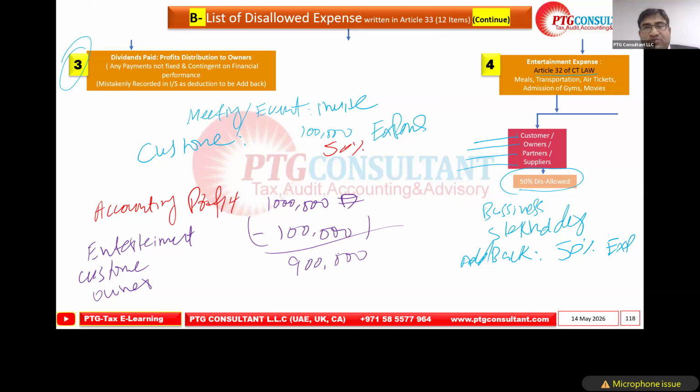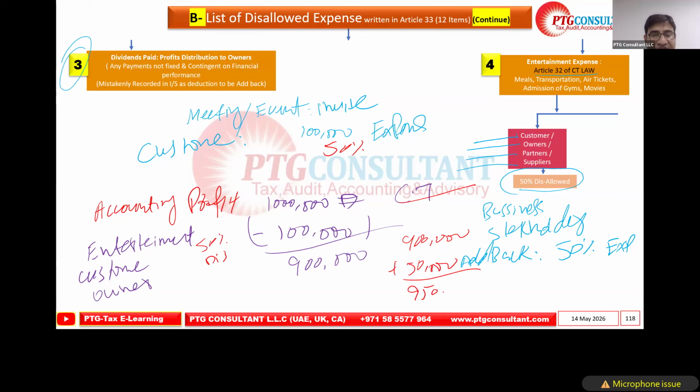In accounting, of course, when the accountant pays this bill to the suppliers, he must record it in the accounting system because he has to match his bank. He has to prove where the funds are utilized. But the corporate tax law is not accepting that. It is saying it may be your accounting expense, but for CT purposes, 50% of this is disallowed, which means 50,000. So we have to add back.